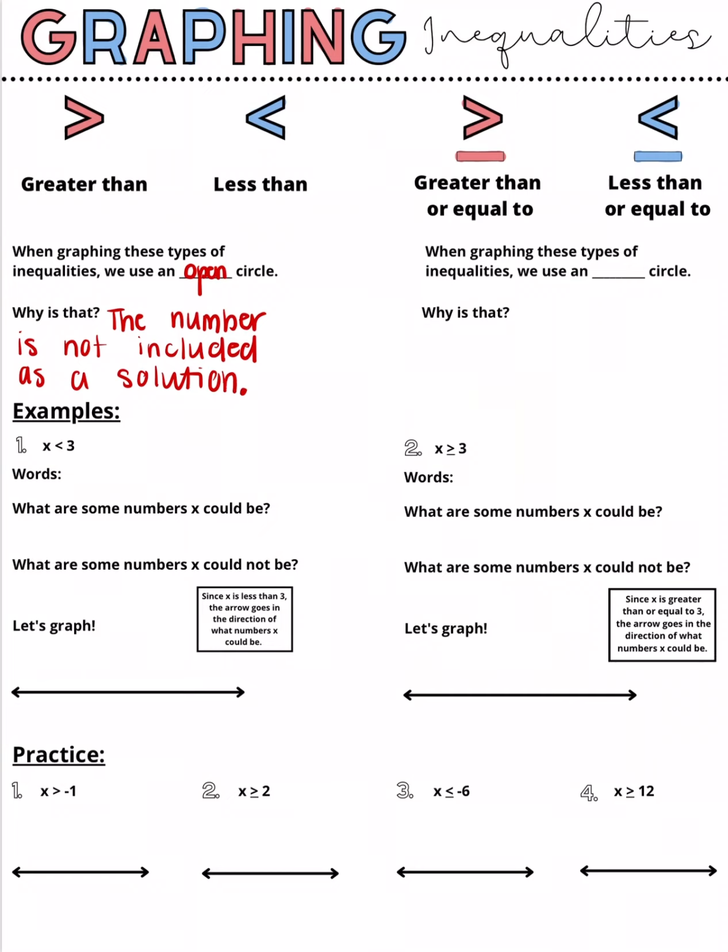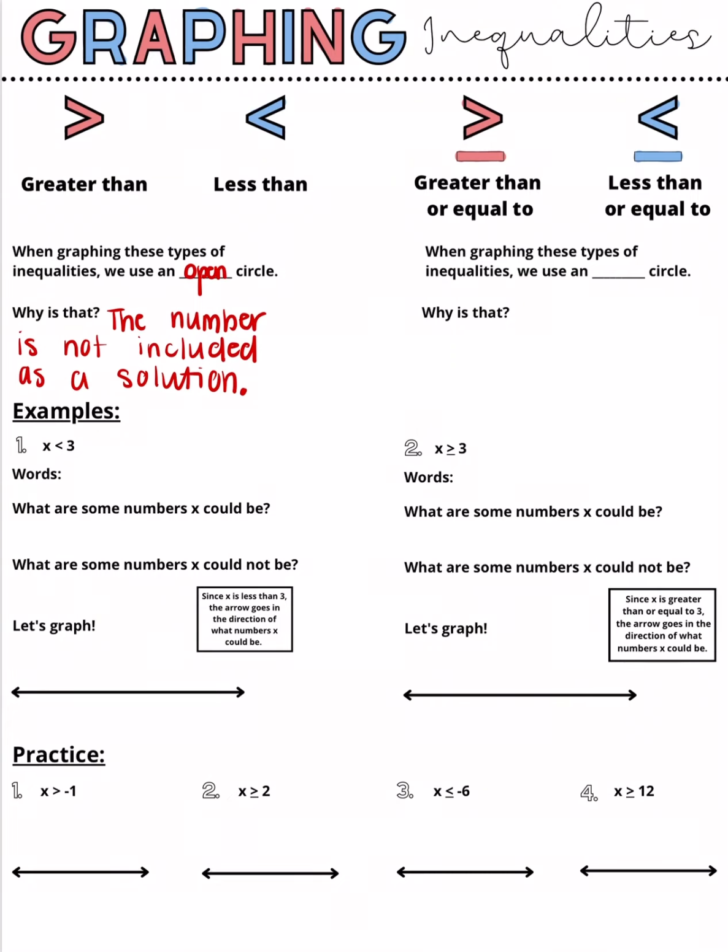So for example, if I say you have to get greater than a 90 on your test to pass the class, can you make a 90? No, you have to make greater than that. So 90 would not be a score that would make you pass the class. Only 91, 92, 93 to a 100. Those are the scores that would let you pass the class. So when it's greater than or less than, that number that we put the circle on is not included in the solution of our inequality.